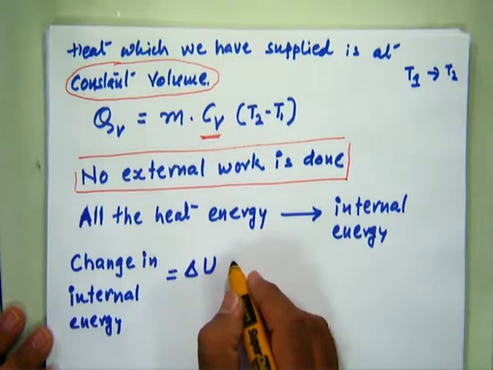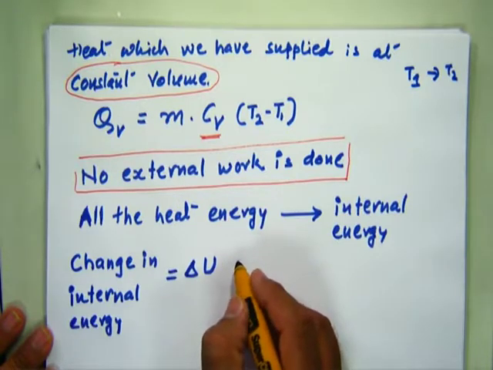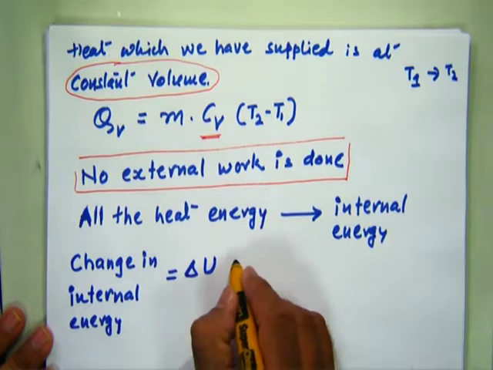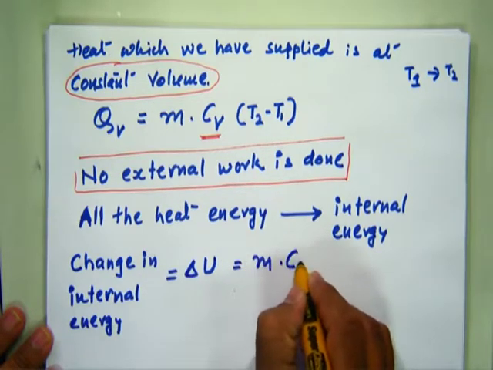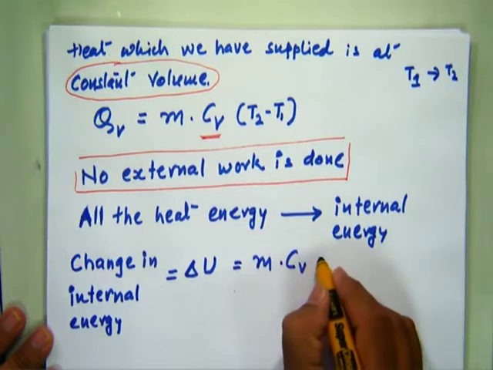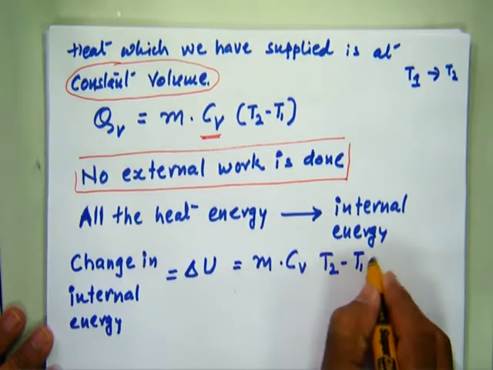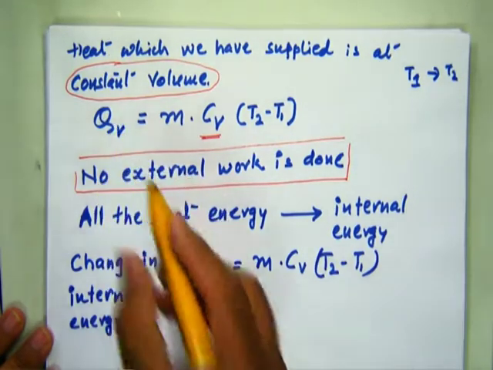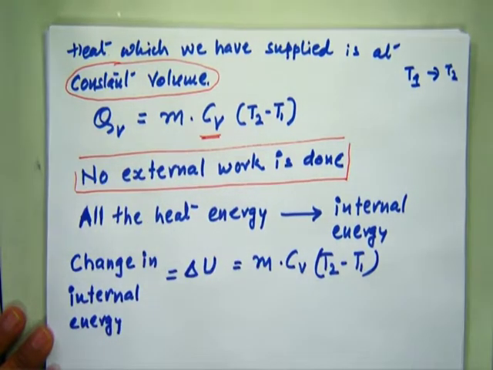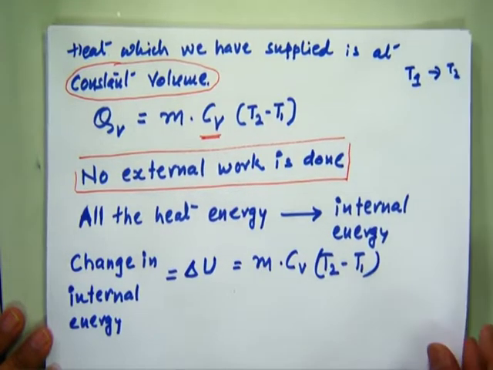So that comes M into Cv into T2 minus T1. Right? This is the total heat we supply, utilized in change of internal energy. Correct? Now we'll take another case.